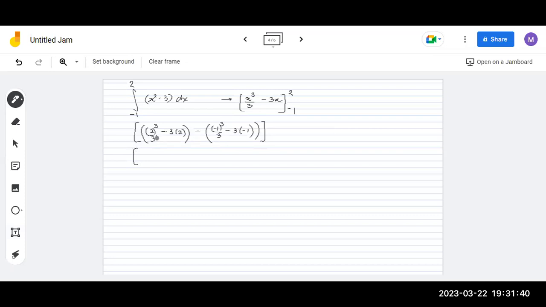So 2 raised to the 3rd power would be 8, so this is 8/3. And minus 3 times 2 is minus 6, that's 6/1. And this is going to be negative 1 cubed is negative 1 over 3, and negative 3 times negative 1 is going to be positive 3.